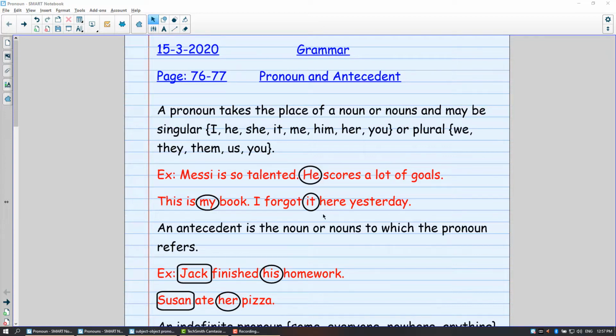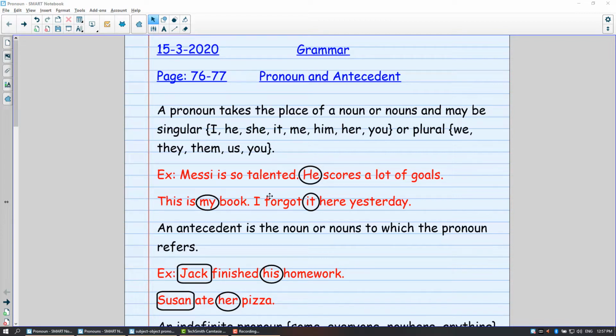Also, we have another type of pronouns here, which is it. It replaces the word book. Instead of writing the book again or saying the book again, I just write it. So it is called an object pronoun. I forgot it here yesterday. It takes the place of the word book.